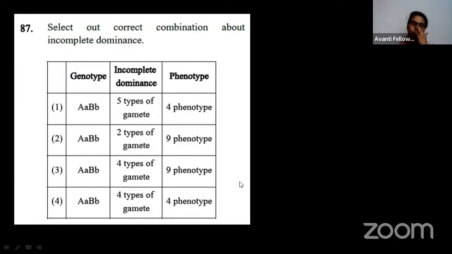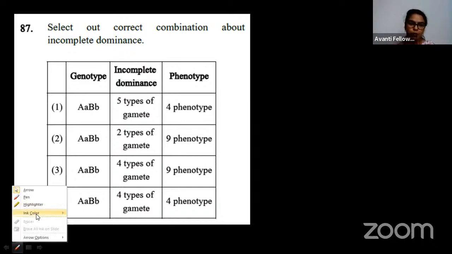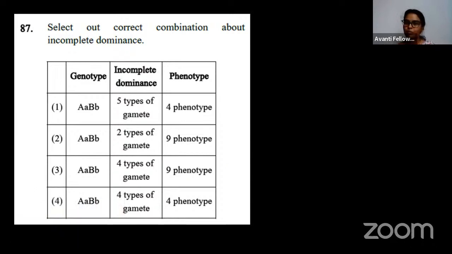ठीक है, incomplete dominance के बारे में आपको options choose करना है. So this is the table. Please have a clear look at the table. ठीक है, एक बार table को अच्छे से देखो, then we'll start answering. Meanwhile, please remember what is incomplete dominance. Okay, incomplete dominance क्या है आपके लिए? Incomplete dominance is actually not given by Mendel. It is non-Mendelian inheritance होता है.